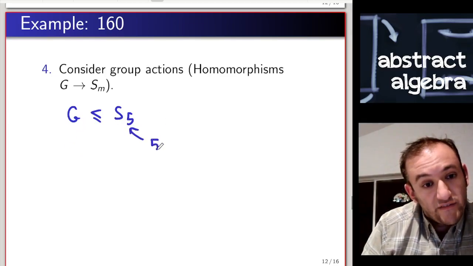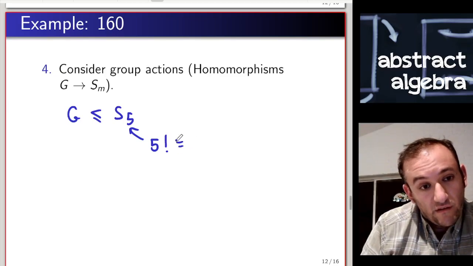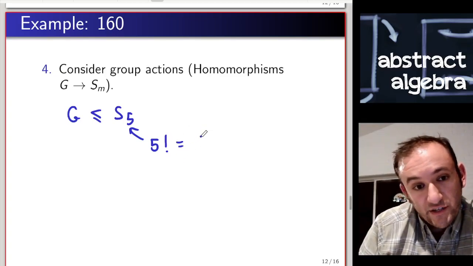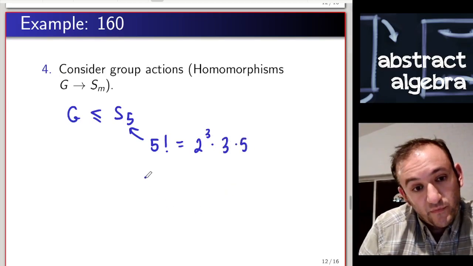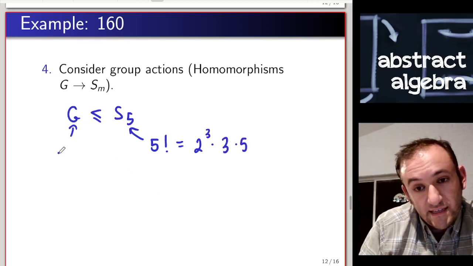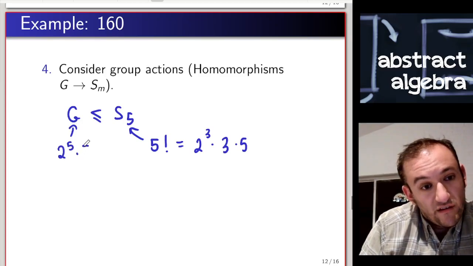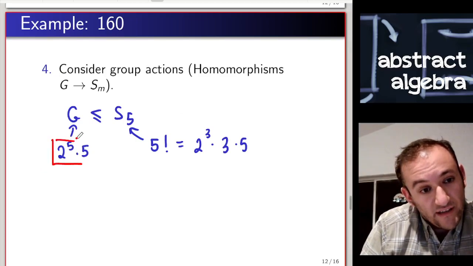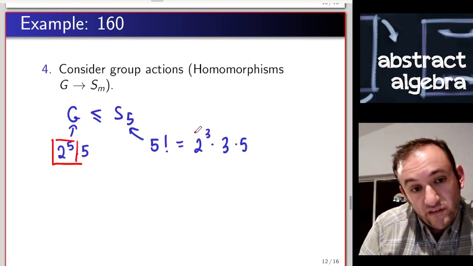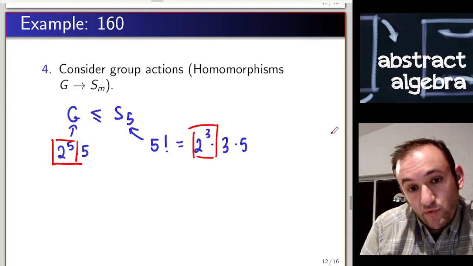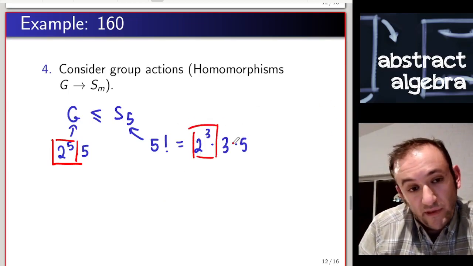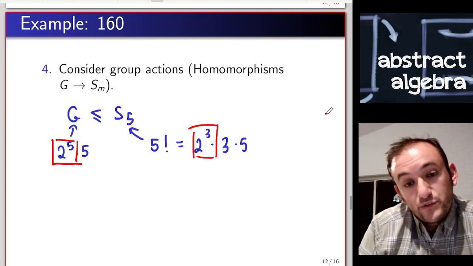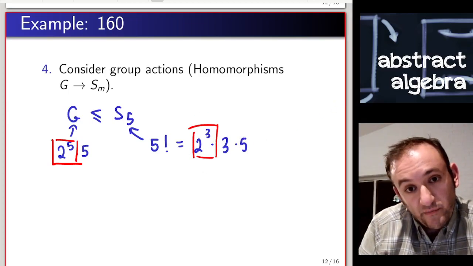We know that the order of S5 is 5 factorial. Let's get the prime factorization of that: 2 times 4 gives us 2 cubed times 3 times 5. Whereas the order of G is 160, that's 2 to the 5th times 5. So it's impossible for us to have 2 to the 5th as a subgroup order when the larger group has highest power of 2 cubed. And this is by Lagrange's theorem.